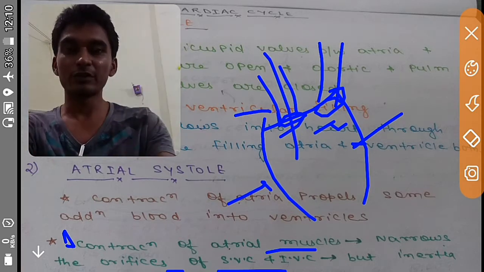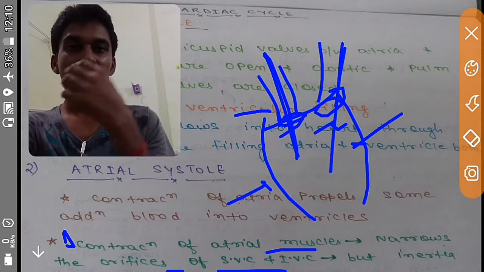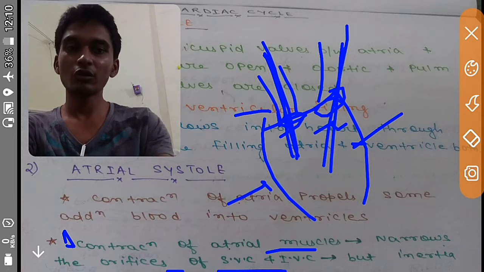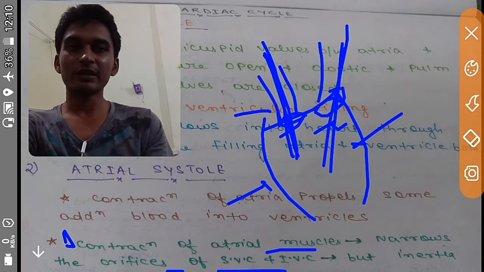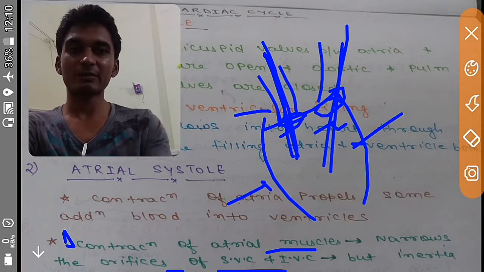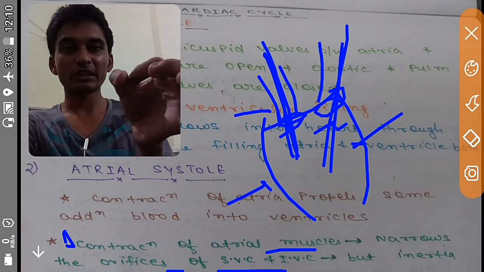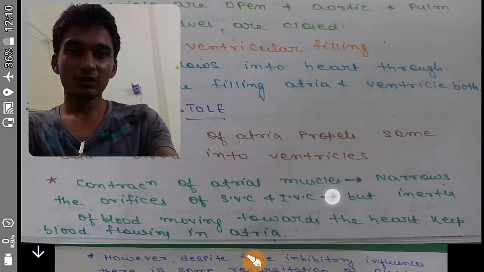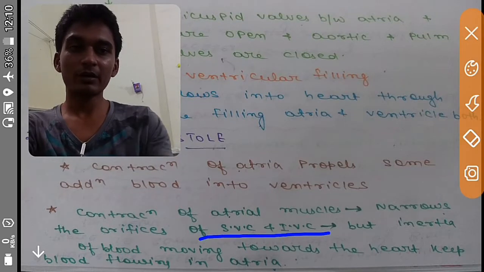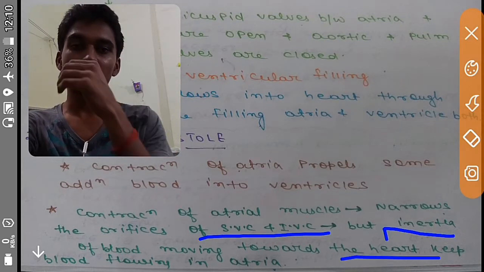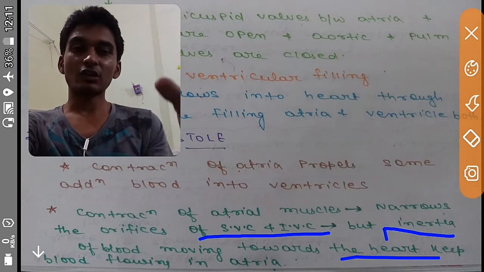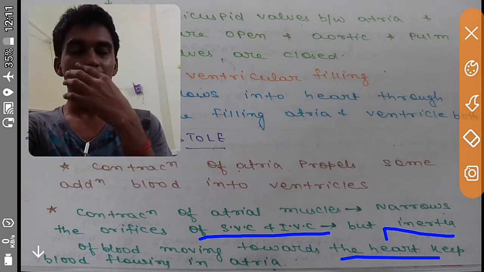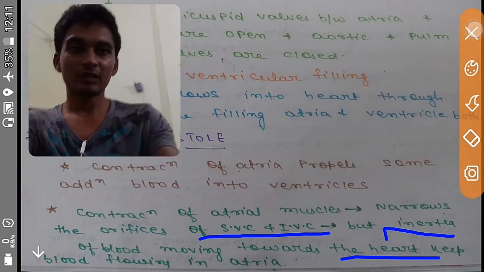the inertia of the motion of the blood will keep this blood flowing into the atria, because you know inertia, in physics you have read. So the inertia of the blood will keep blood flowing into the atria, although the orifices of the superior vena cava and inferior vena cava get narrowed because of the contraction of the atrial muscle. Getting? So I have written here: contraction of atrial muscle narrows orifices of superior vena cava and inferior vena cava, but inertia of blood flowing towards the heart keeps the blood flowing into the atria. Although the atria are contracted and the orifices get narrowed, the inertia of blood moving towards the heart keeps blood flowing into the atria. Clear? Now moving to the next slide.